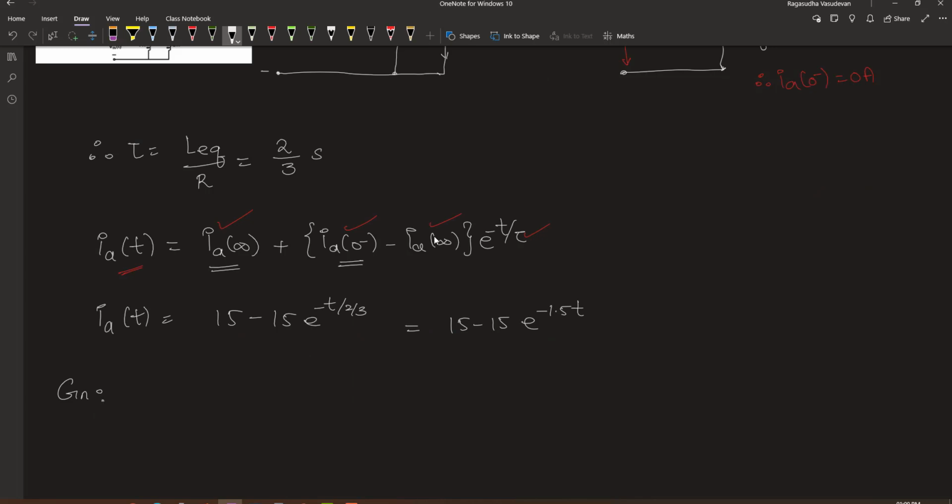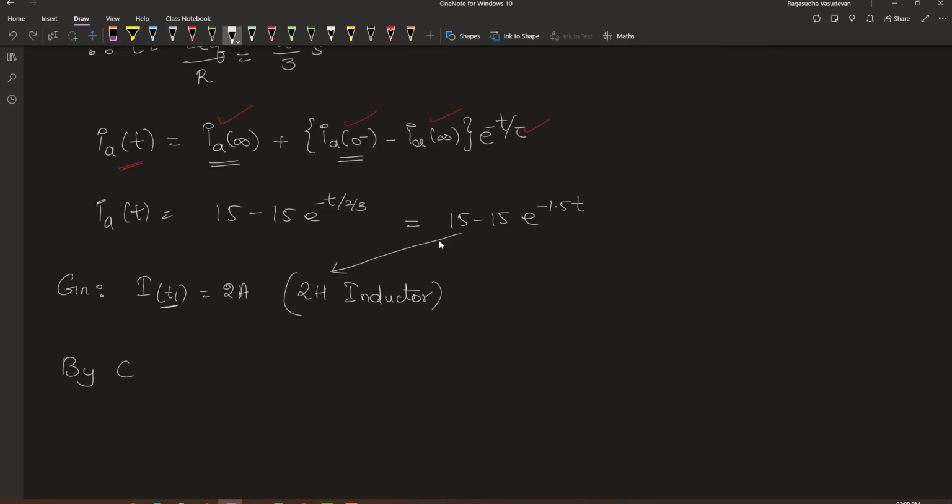It is given that the current I at time t1 is equal to 2 ampere. This is the current that passes through the 2 Henry inductor alone. This current is the part of IA of t. Therefore, we can apply current division rule and hence find out the value of t1. Therefore, by current division rule, I of t1, which is equal to 2 ampere, is given by 15 minus 15 e to the power minus 1.5 t1 times 1 Henry divided by 1 plus 2, 3 Henry.